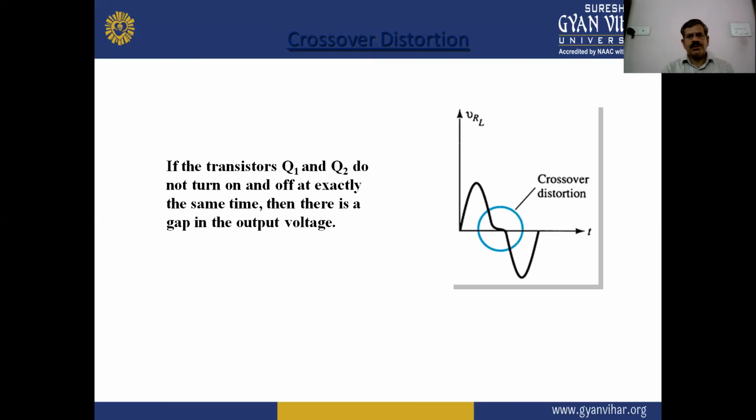Next one is crossover distortion. In this diagram, the crossover distortion is shown here. If the transistors Q1 and Q2 do not turn on and off at exactly the same time, then there is a gap in the output voltage. So given here, that is the crossover distortion.